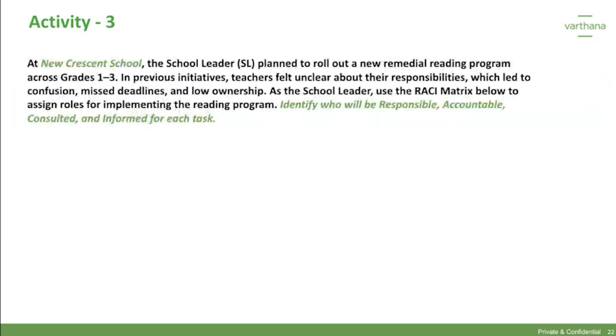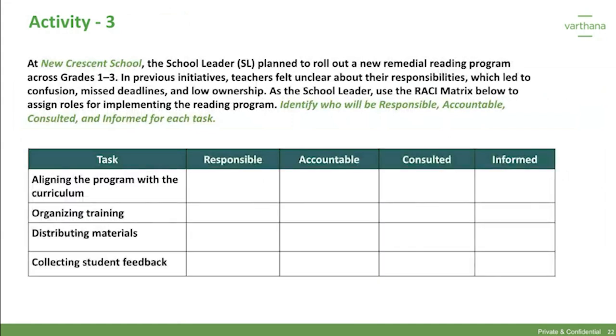Now let's try applying the RACI matrix to a real scenario. This is one from the New Crescent School, where the school leader is planning to roll out a remedial reading program for grades 1 to 3. In the past, similar initiatives struggled because roles were not clear, leading to confusion, missed deadlines, and low ownership. Your task now is to assign RACI roles for each step involved in this rollout, like aligning the program, organizing training, distributing material, or collecting feedback.